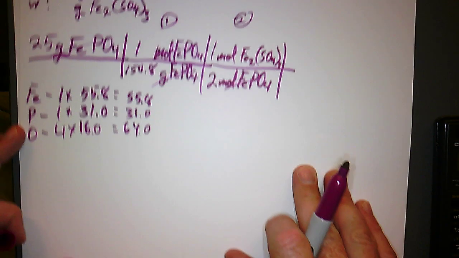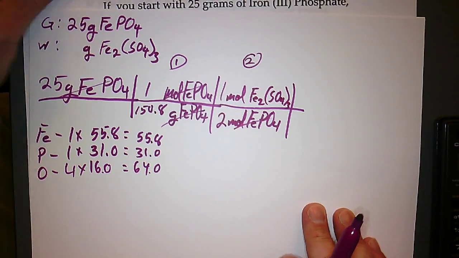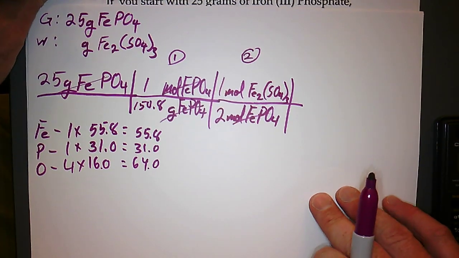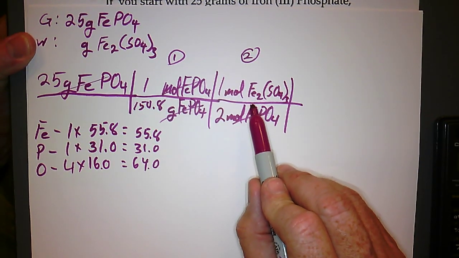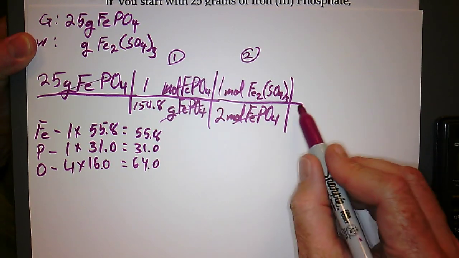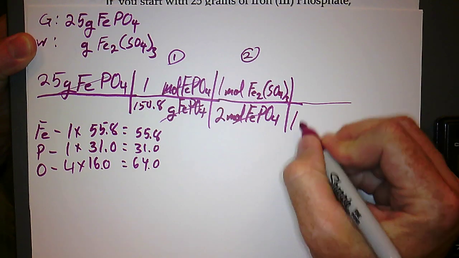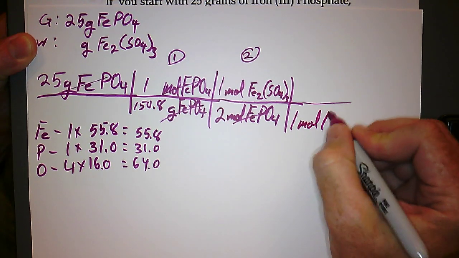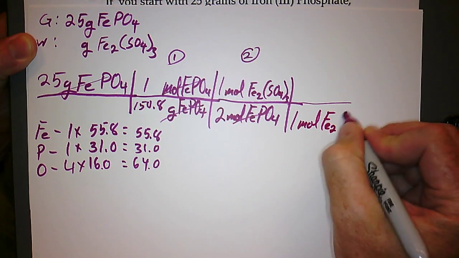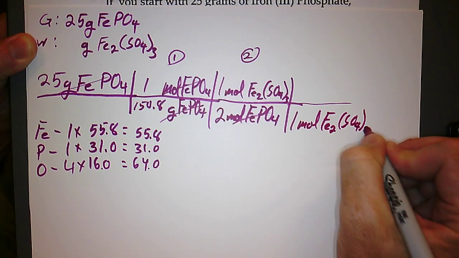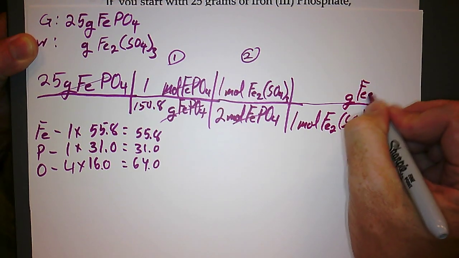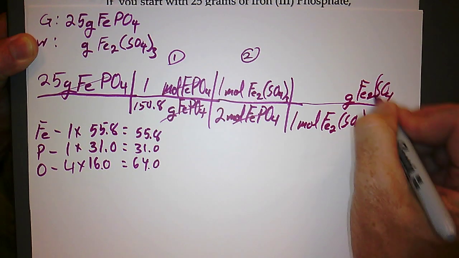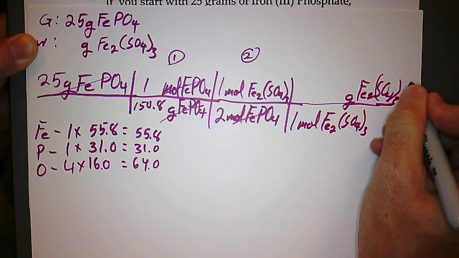All right, and the last step is to convert to the grams of what we want. If I have moles Fe2(SO4)3 here, where's it go on the next step? Bottom. And remember, step 1 and step 3, it's always 1 mole Fe2(SO4)3. And then the grams of Fe2(SO4)3 goes on top.